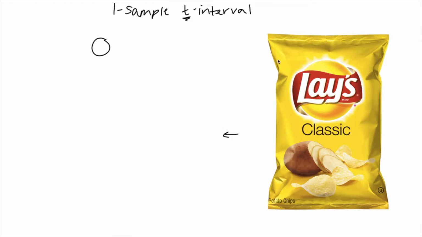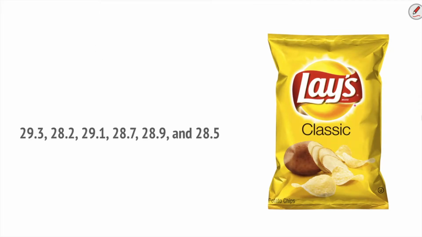So we're going to go through our steps, starting with define the parameter. So we're dealing with numerical data. We're dealing with a mean. So my parameter would be mu, the symbol we use for the mean of an entire population. This is what I'm estimating. So mu equals the true mean weight of all Lay's potato chip bags.